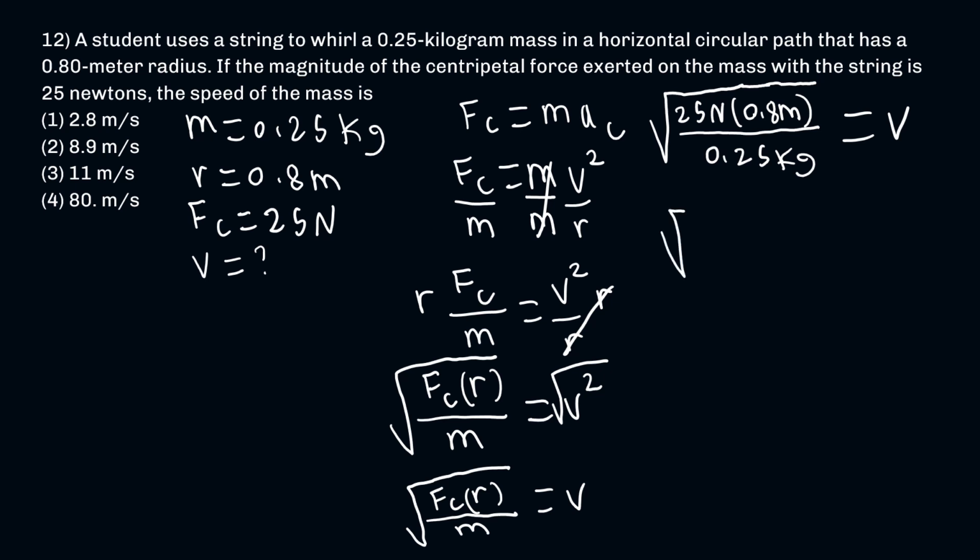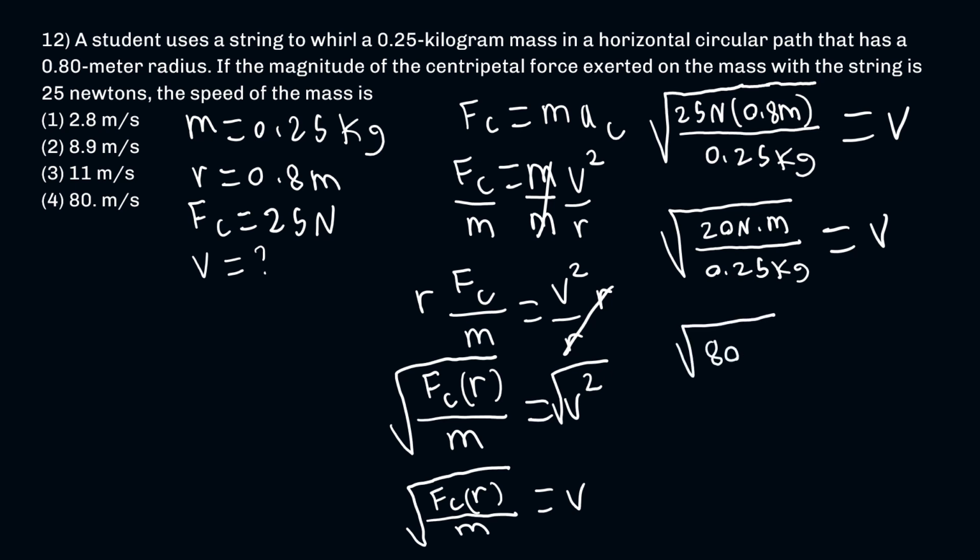Going through the step in between here, 25 times 0.8 is going to be 20. And that is just newtons times meters all over 0.25 kg equals my velocity. Do 20 divided by 0.25, and you're going to end up with 80. So the square root of 80. And because we have meters per second at the end, the units are just meters squared over seconds squared.